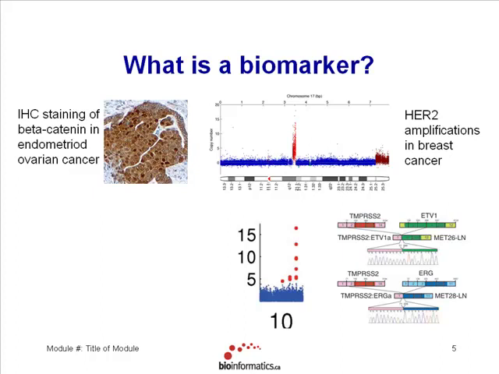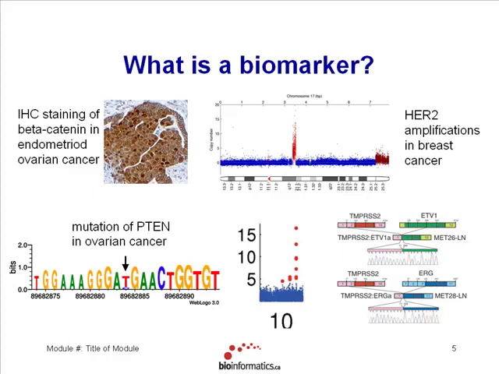This is showing a copy number amplification of HER2 or ERBB2 on chromosome 17 in a breast cancer tumor, and what's shown there is an Affymetrix SNP6 profiling of this tumor. The red spike shows the locus that contains the gene HER2, and you can see there are many, many more copies of this gene in this tumor than would be expected normally. So this is a targetable biomarker. When it's overexpressed, you can make a test for that and prescribe a therapy accordingly.